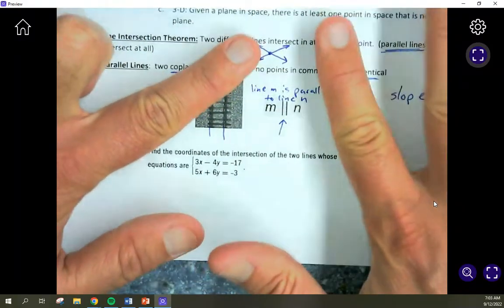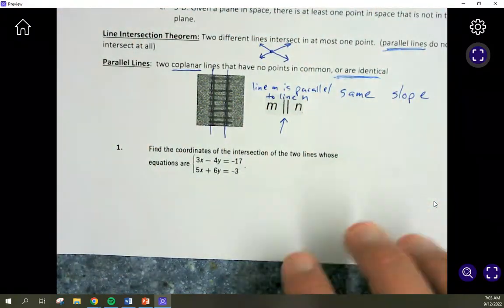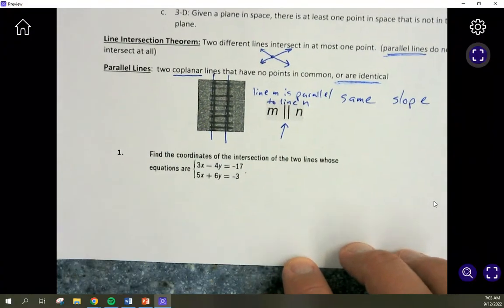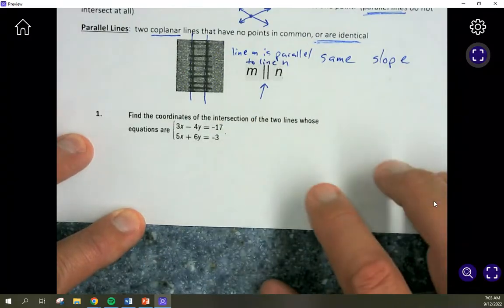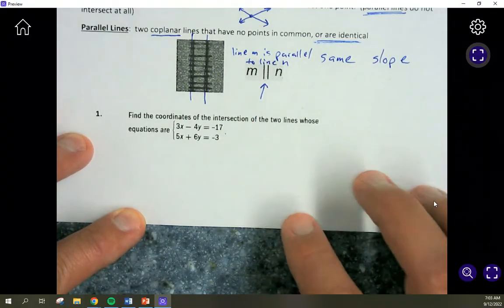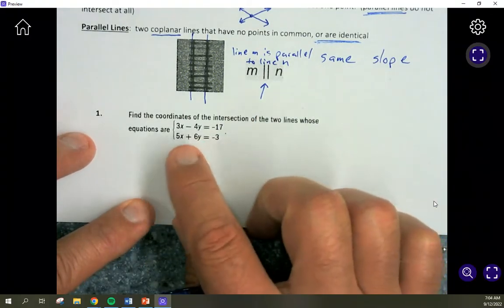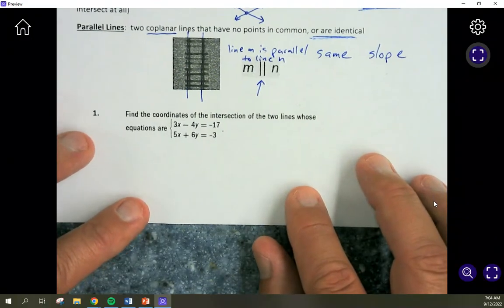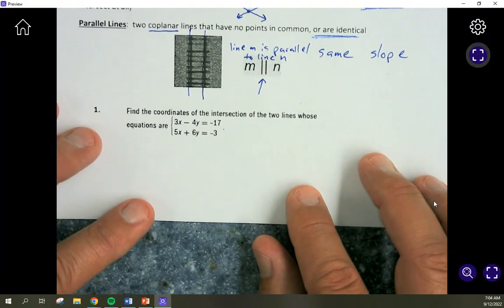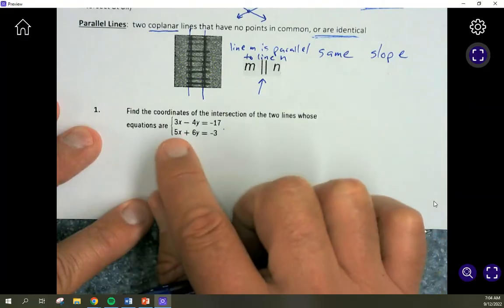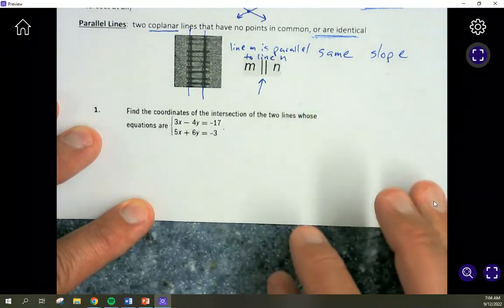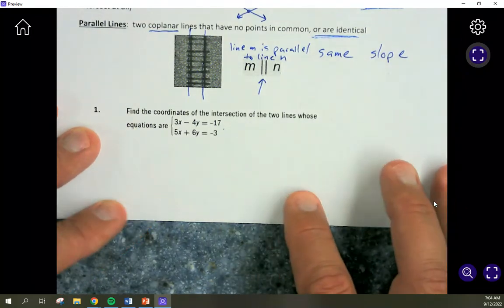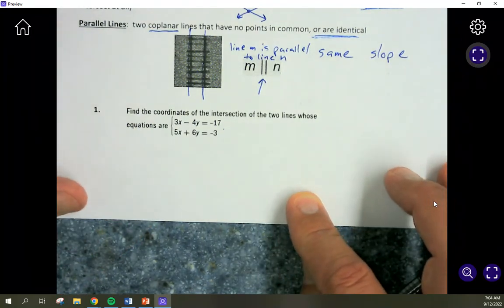But if they're on the same plane, they can intersect just once. All right, so if we're given two equations of a line, different lines, and we want to know where they intersect, we're going to just solve the system of equations. So we've already been working on this a little bit and practicing this. If we're going to solve this system of equations, we've got a couple different options. There's the substitution method. There's the elimination method.